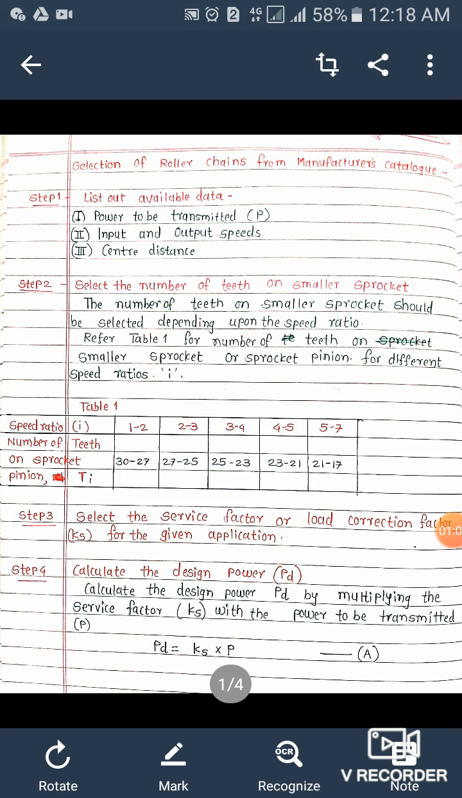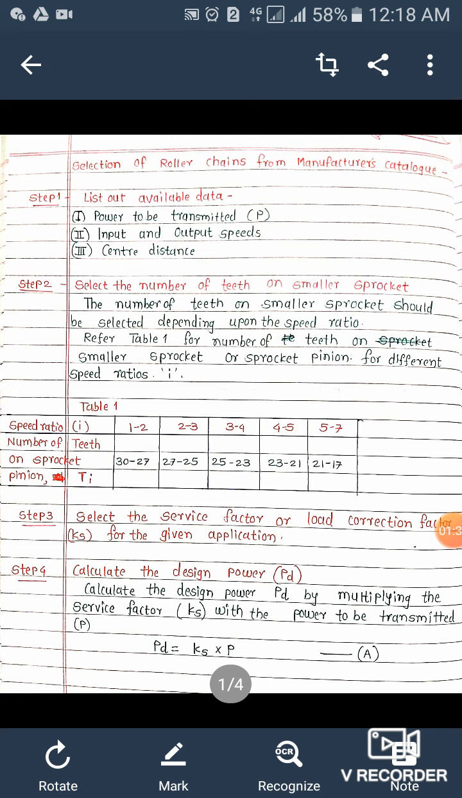In this table, two rows are there. The first row is related to speed ratio I. The second row is related to the number of teeth on the sprocket pinion, that is Ti. If the speed ratio is between 1 to 2, then the number of teeth on the sprocket is 30 to 27. If the speed ratio is 2 to 3, then the number of teeth is 27 to 25.